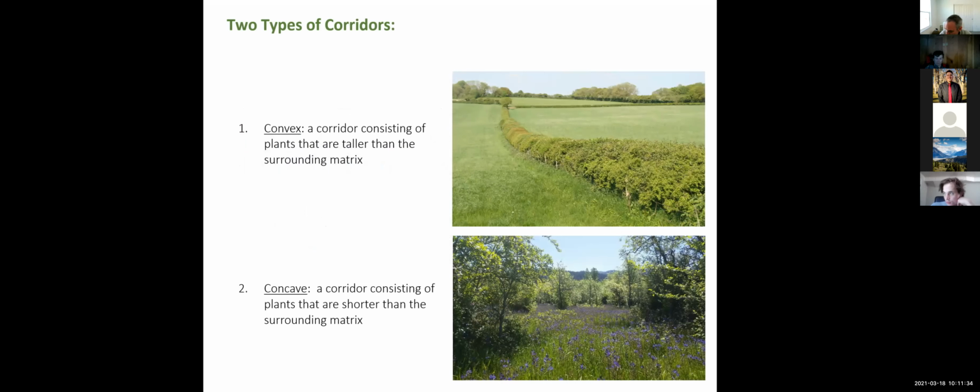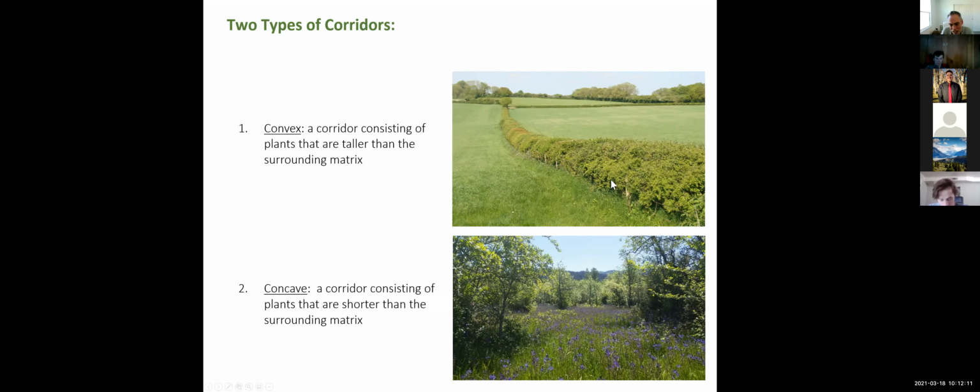And while we're on the topic of structure, it's important to acknowledge that not all corridors exist as a solid form that passes through the void of a matrix. Corridors are often convex, meaning that they're taller than the surrounding matrix, like a hedgerow along a property line, but they can also be concave, which means that they're lower than the surrounding vegetation, like a strip of meadow between two woodlots. Different species are going to prefer different conditions depending upon their needs.